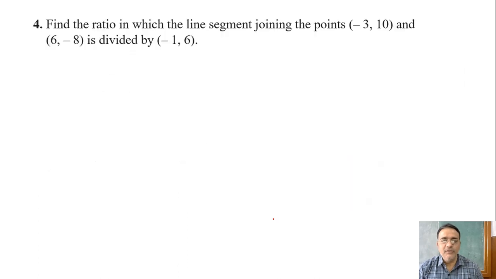Okay. Now we'll move towards the next question, to find the ratio if the point is given. See, find the ratio in which the line segment joining the points (-3, 10) and (6, -8) is divided by (-1, 6). Okay. So I am making a rough diagram, look carefully. So suppose this is point A and this is point B. Okay, (-3, 10). This is (-3, 10). And point B is (6, -8).